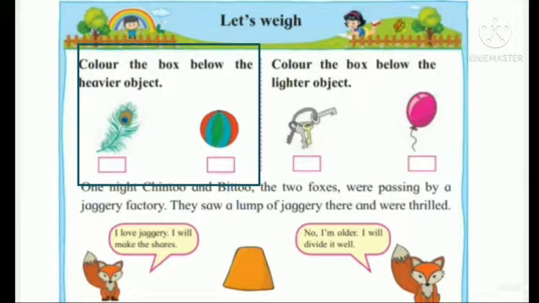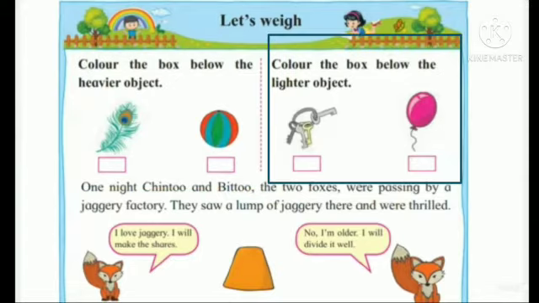Now we will learn about weight. So let's start. Color the box below the heavier object. We have to color the box below the heavier object. So the first one is a feather and a ball. From both of these, which one is heavy? Feather is heavy or ball is heavy? Yes students, ball is heavy. So we will color the box of the ball because it is the heavier object.